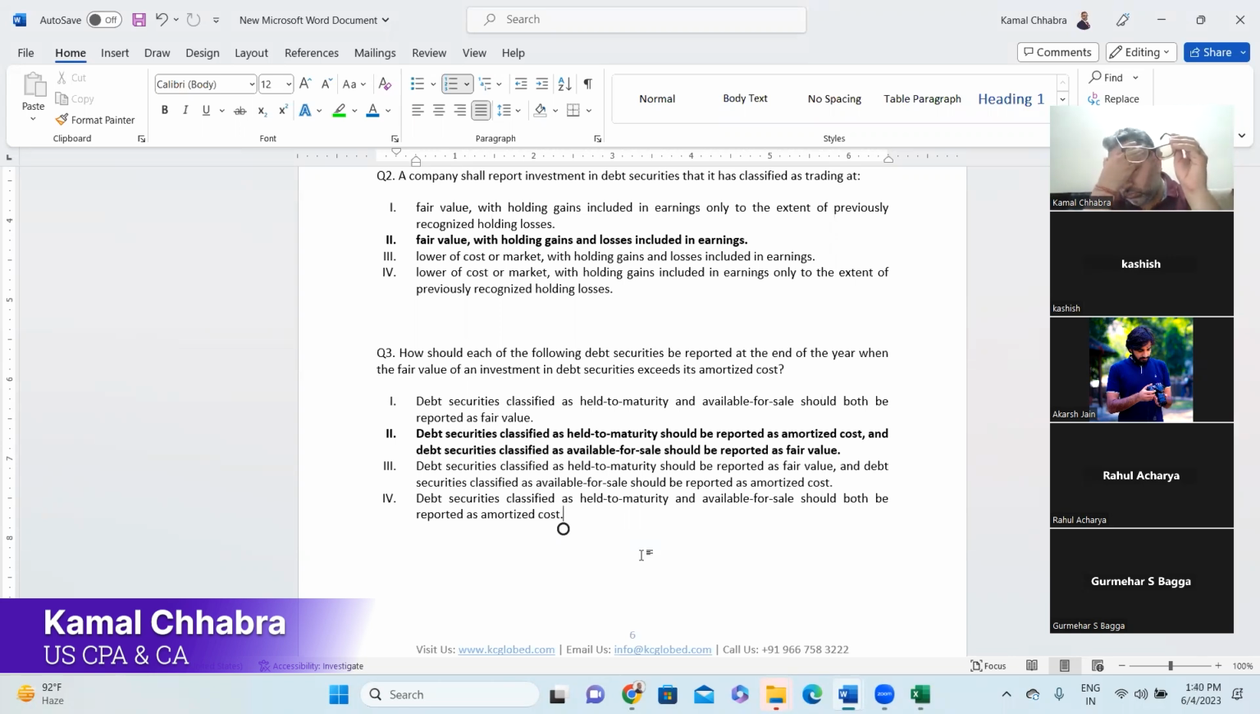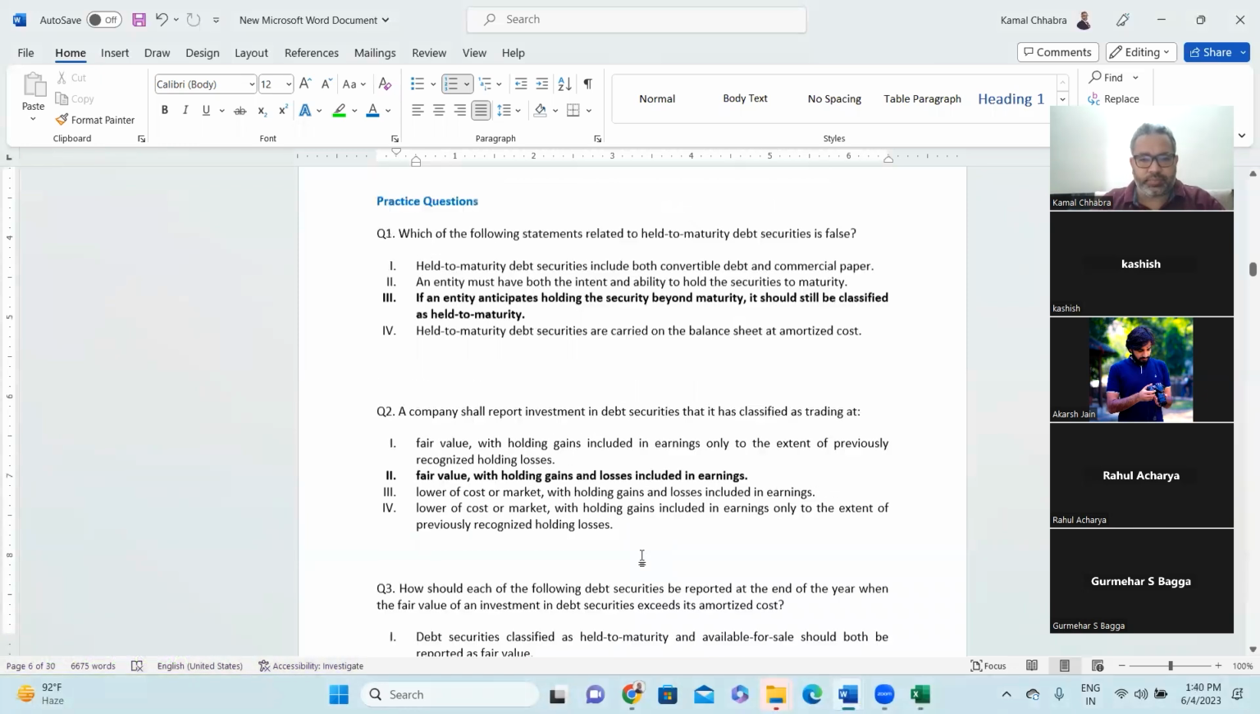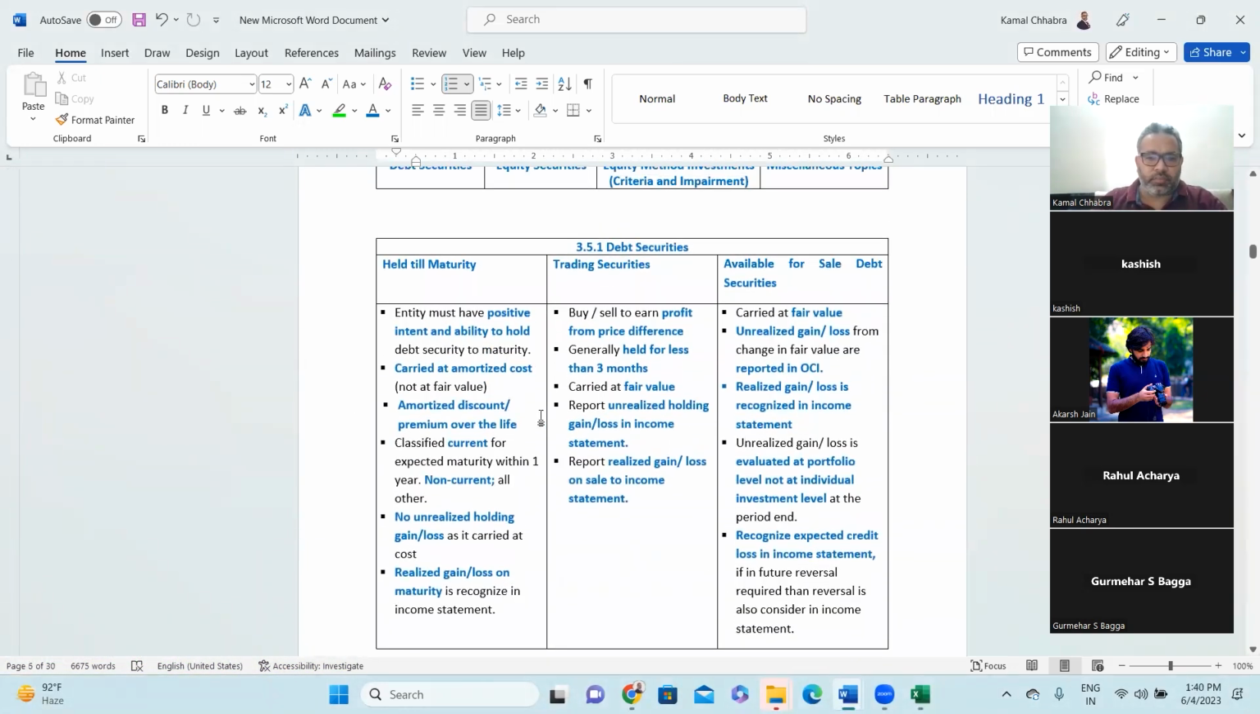Sir, but trading securities we carry at fair value, right? Yes, and available for sale is also at fair value. So go back to this: held to maturity is carried at amortized cost. Trading security is carried at fair value. And available for sale debt security is carried at fair value. Clear? Okay.